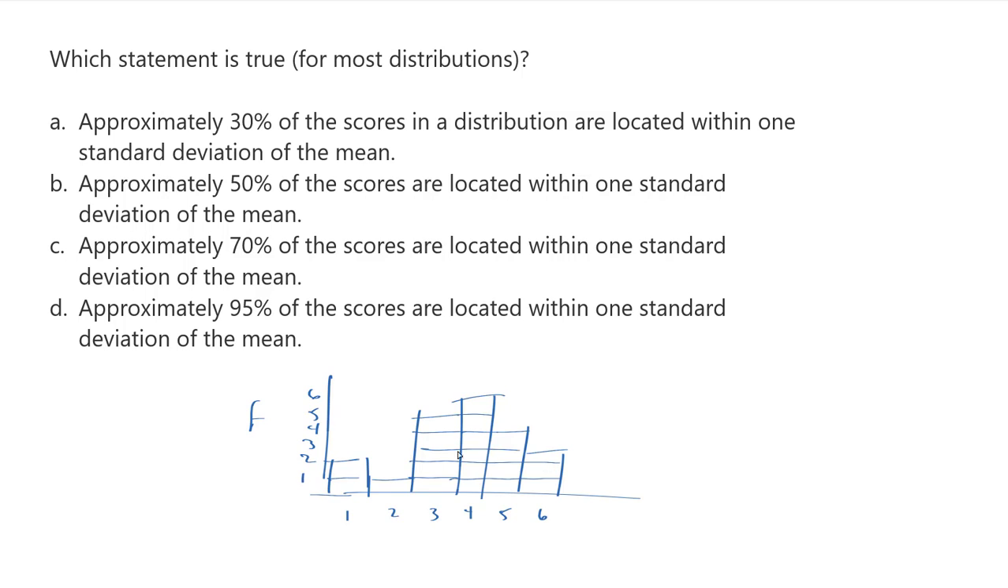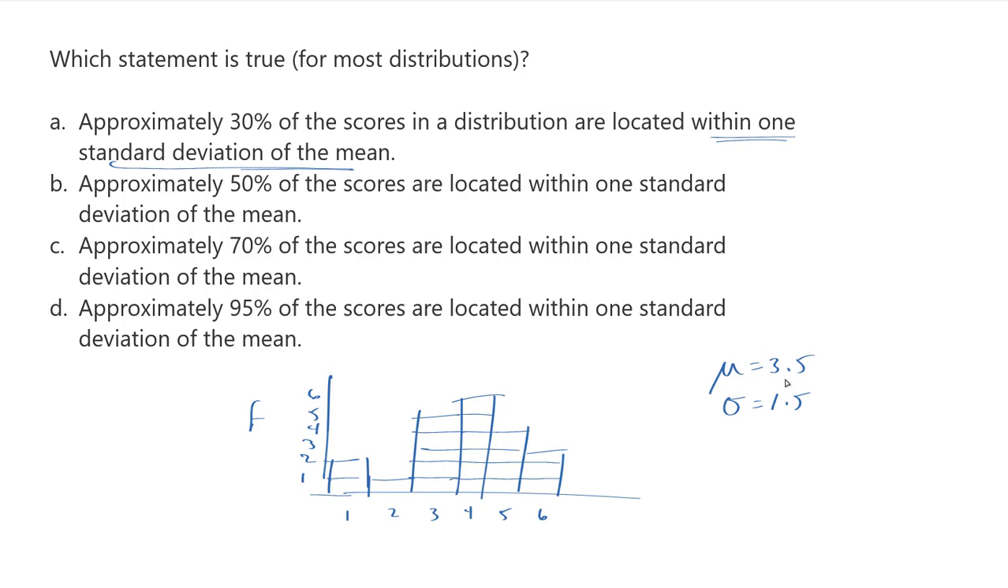So what I'm trying to show here is, and I'm not going to do the math so exactly here, let's just pretend that the average is 3.5. So let's say my average is 3.5 and my standard deviation is around, I don't know, 1.5. So what they're talking about here is being located within one standard deviation of the mean.